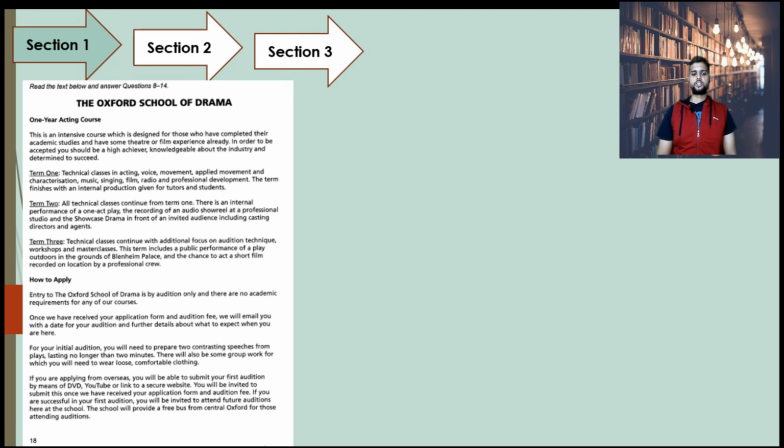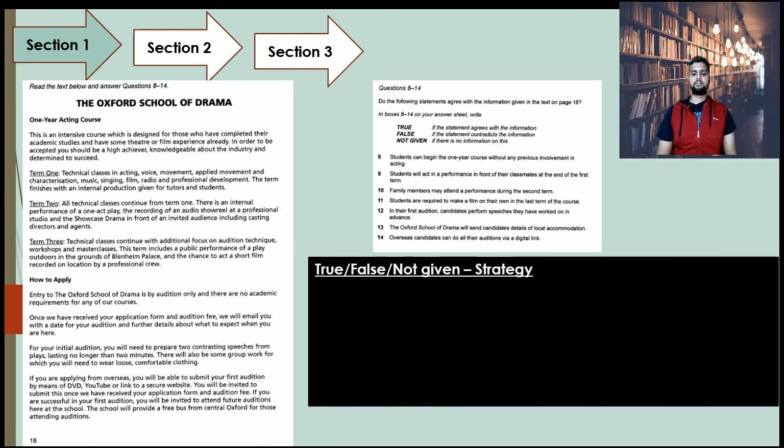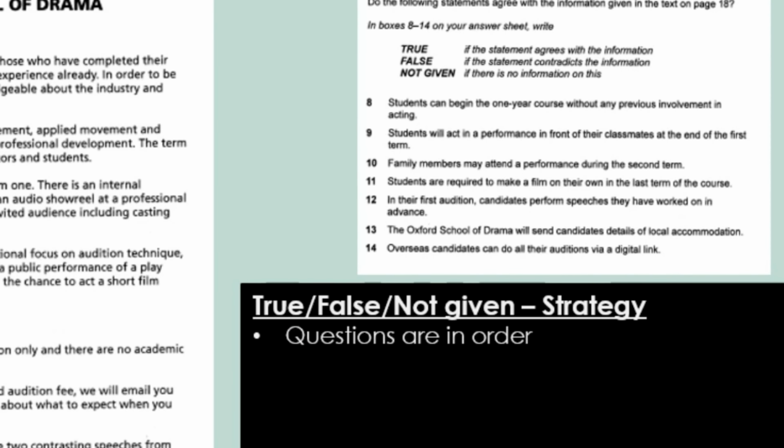We are coming to section 1. The type of question is true, false or not given. In this the strategy is that the questions will always be in order over here. If the questions are 8, 9, 10, 11, they will be in order, so you need not worry at all. The first instruction I will give you is important information. True means the statement completely agrees with the information given in the paragraph. False means it is a contradiction to the statement given.